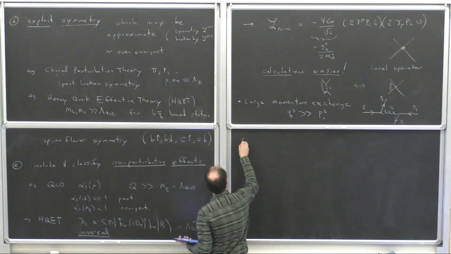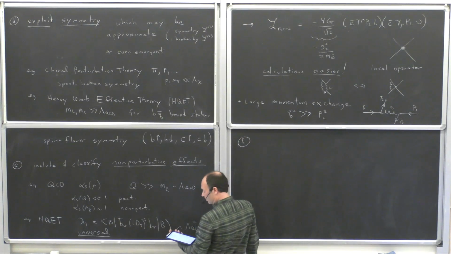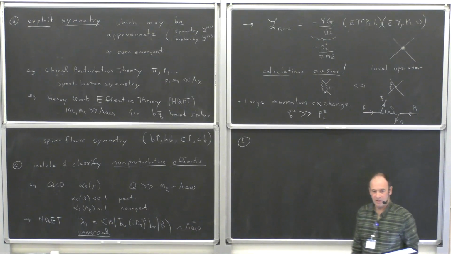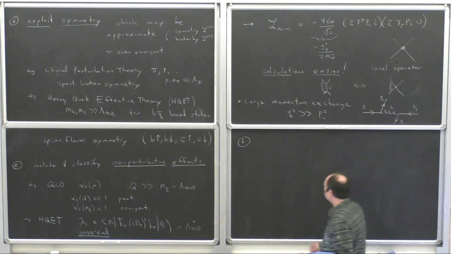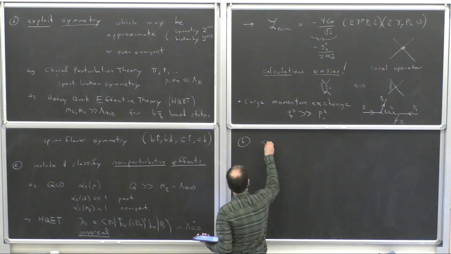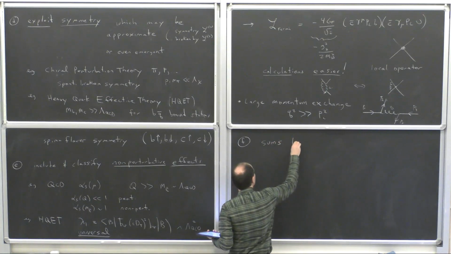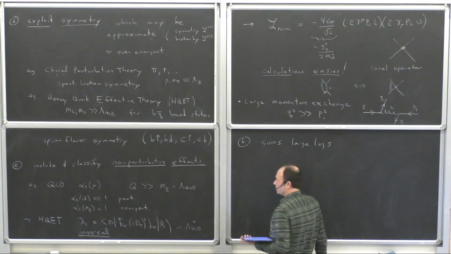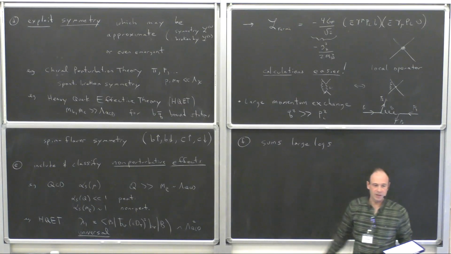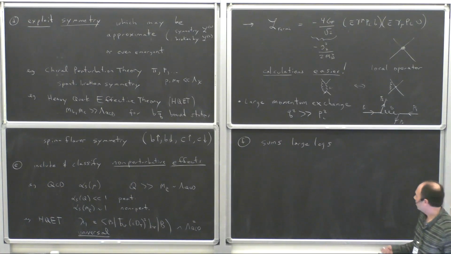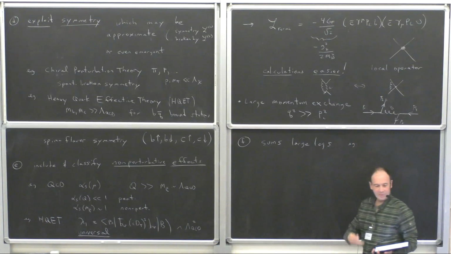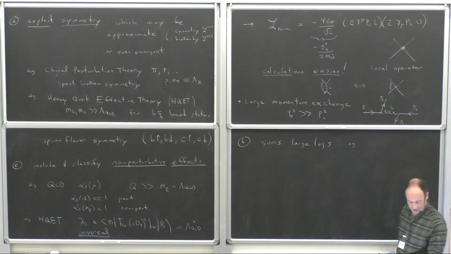Okay, I think we're on F. So another thing that effective field theory is good for, and you may have heard of this, is summing large logs. So it turns out that when you have a scale separation, like the ones I've been talking about, if there's two scales in the problem, there's inevitably going to be logs of ratios of those scales that show up.